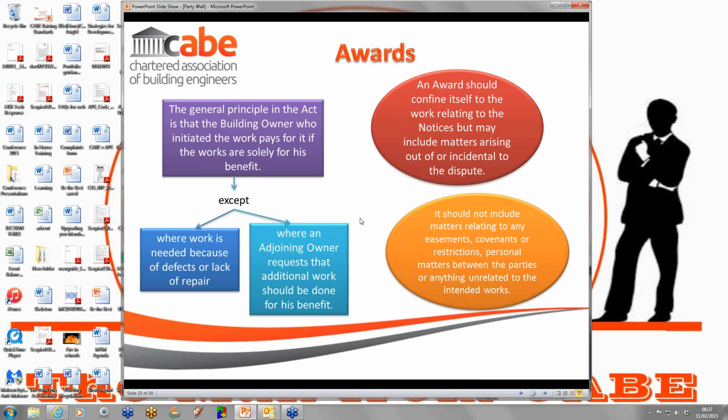And of course, as part of the award, the adjoining owner might ask for some additional work to be done as a compensating measure or at the same time, and therefore the adjoining owner may make a contribution to that work. Generally, the award should only relate to the works covered by the notices. So if there's anything else that's a matter of dispute, or any other work going on that's not relevant to the notice, that wouldn't normally be covered within the award. And the award really shouldn't deal with anything else in terms of easements or covenants or restrictions or personal arrangements between the parties. That really is beyond the scope of what you would expect to see within an award.